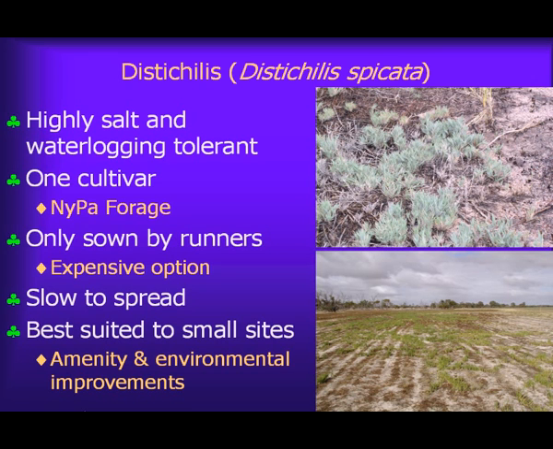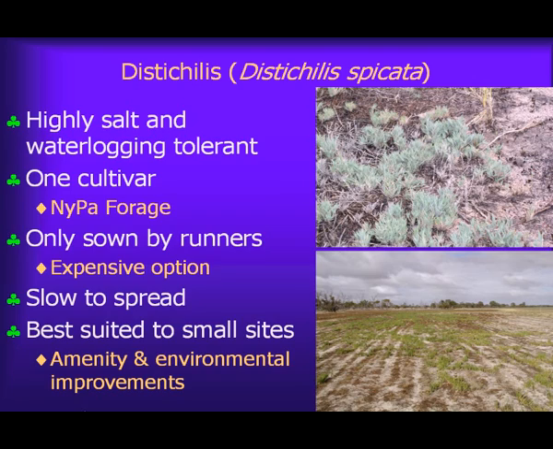Now, another species that has come onto the market recently is Tecticornia. It's a highly salt and waterlogging tolerant grass. Nipa forage is the cultivar that's available, but its main issue is it can only be sown by runners. We can't produce seed of it, and so it's a much more expensive option than some of the others, and it's also slow to spread. So it's unlikely to be a viable option for broad acre situations, and is probably best suited to amenity and environmental improvements.